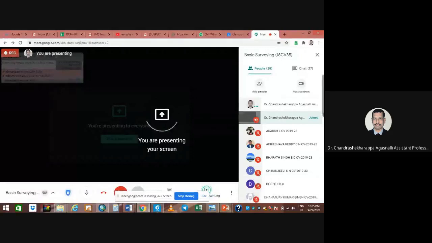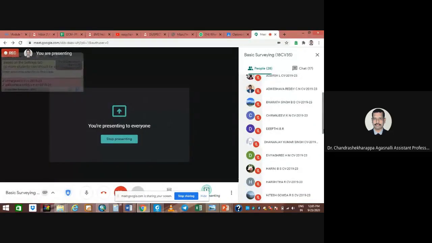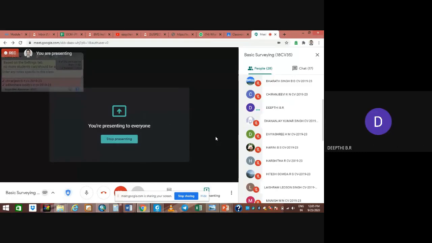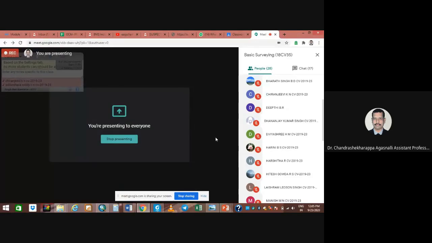Have you all seen the compass in your mobile? Deepthi, Dhananjay Kumar, Divyasri, have you seen the compass? Yes, sir. Have you used it anywhere for any purpose? I mean, when you are traveling, which side you are heading. Harshita, have you seen the compass in your mobile? I've seen, sir. Have you used that for any purpose? Sometimes to find north. Yes, you can easily find out the north from where the sunrise is happening.